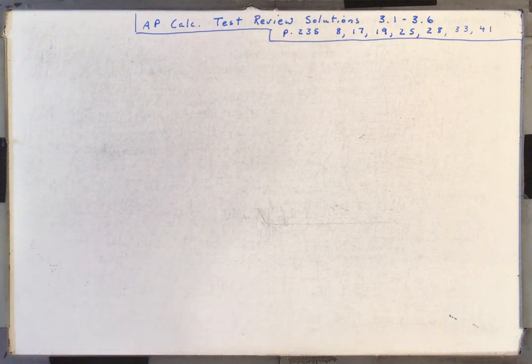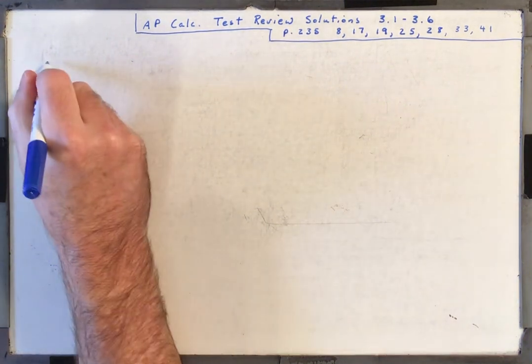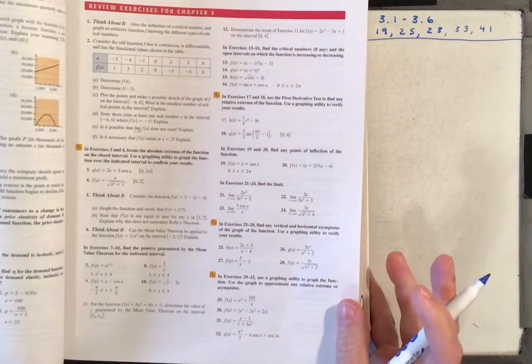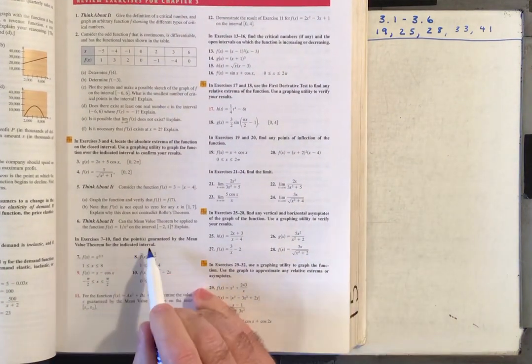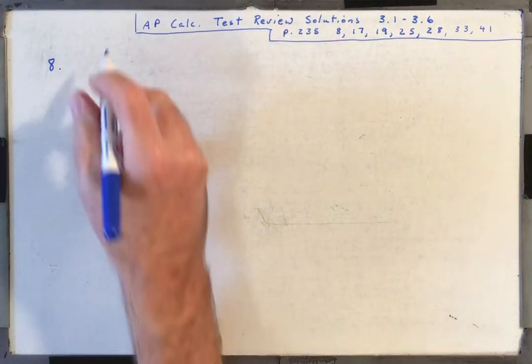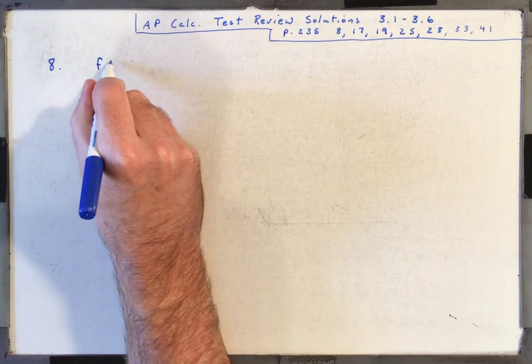All right, we are on page 235 and doing number 8. So bringing that into view, we're going to find the points guaranteed by the mean value theorem, all right? And number 8 is f of x is equal to 1 over x.